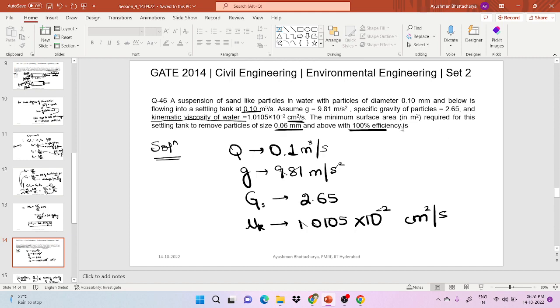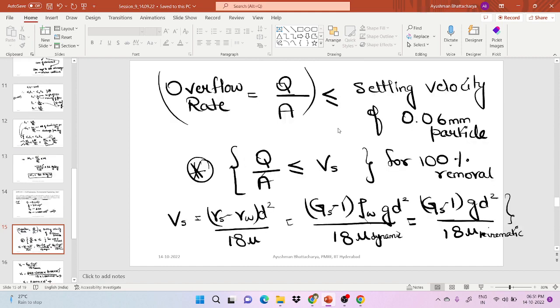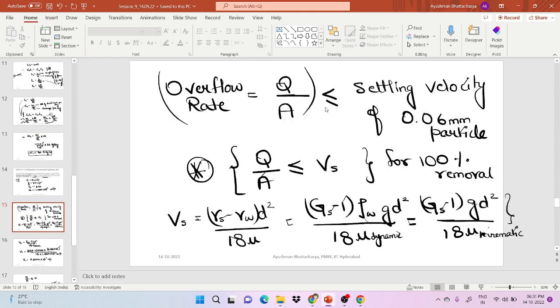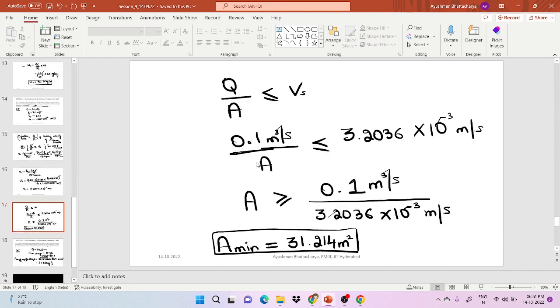We know the basic concept that for 100% efficiency the overflow rate should be less than the settling velocity. Simply, we use that basic concept. We first calculated the settling velocity. After calculating it, we substituted that value in this expression, and we also substituted the value of Q, which is mentioned in the question. So from here, we calculate the value of area, that is A minimum.